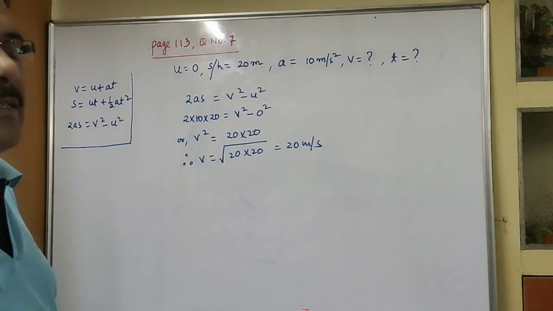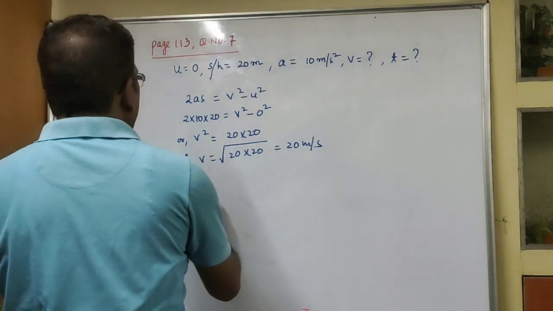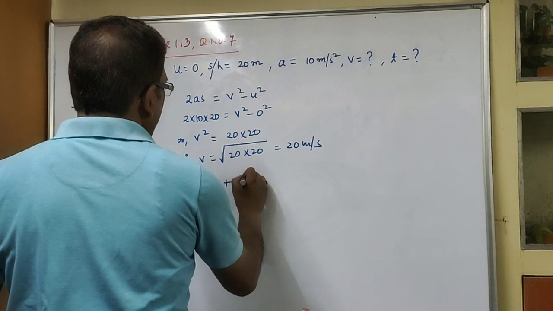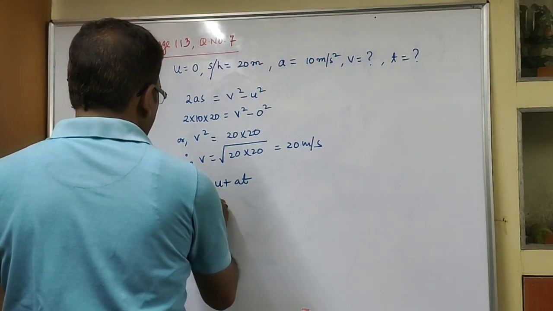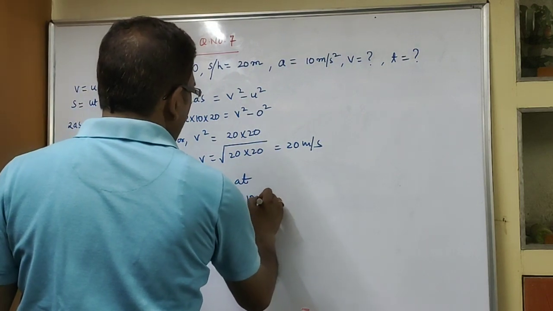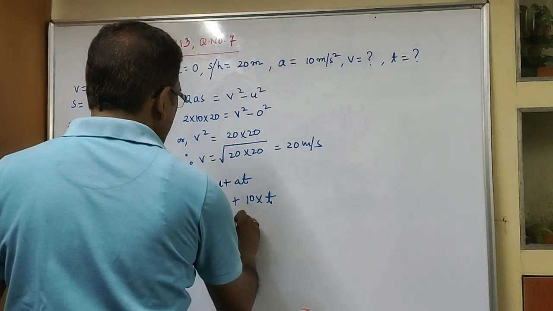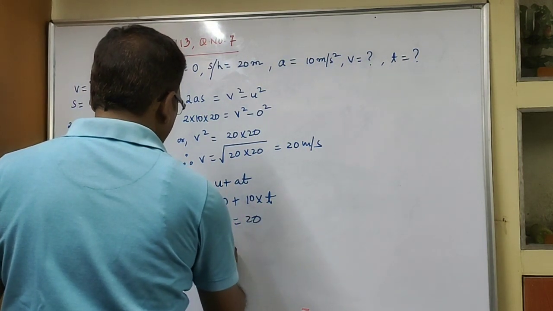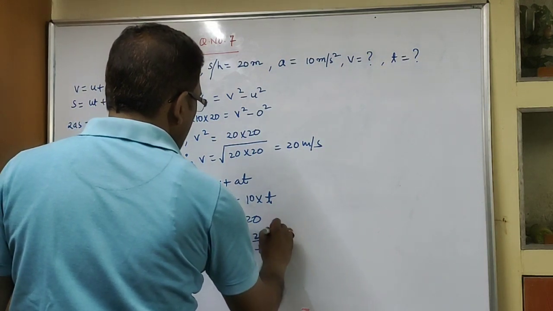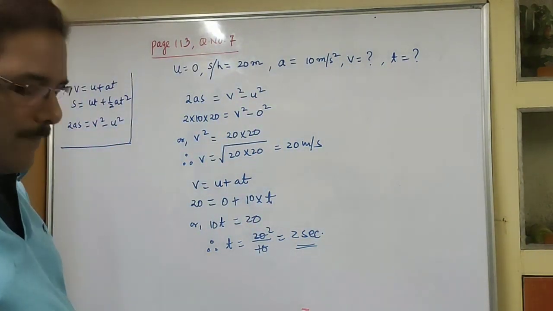Then you have to calculate time, after what time it will strike the ground. So for time you can use the first equation also. So v is equal to u plus at. v we have calculated now, 20. u is 0. a is 10. And t we have to calculate, so we can write 10t is equal to 20. Therefore t is equal to 20 by 10, so it will be 2. So after 2 seconds it will strike the ground.